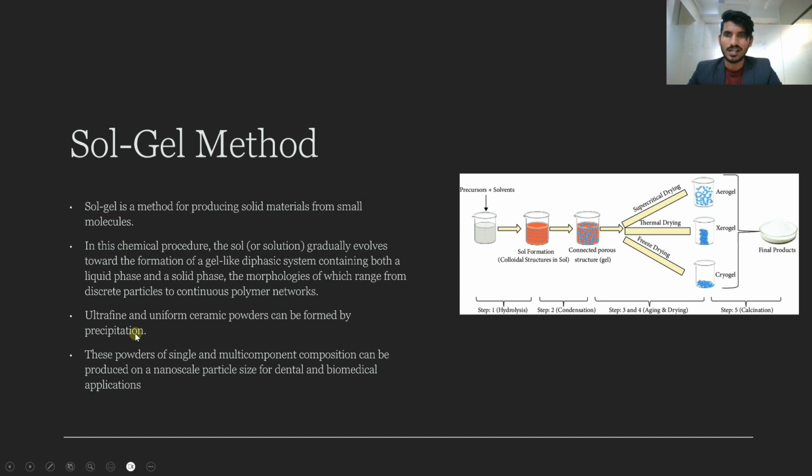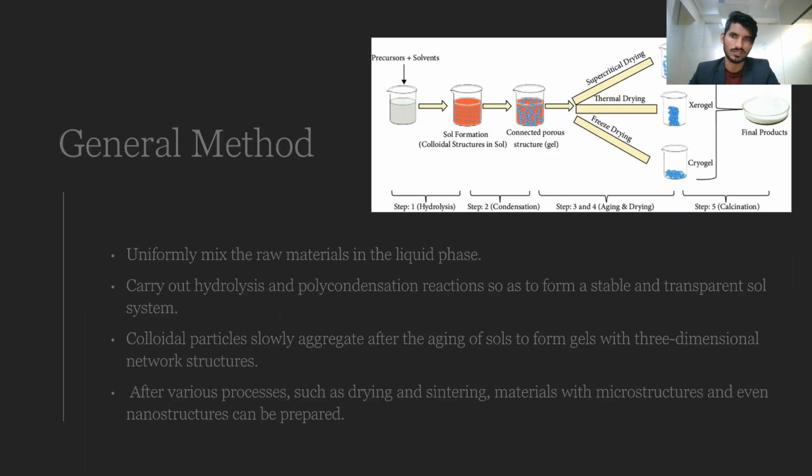Then ultrafine and uniform ceramic powders can be formed by precipitation, and finally through the precipitation the product will be ultrafine and uniform ceramic powders. These powders of single and multi-component composition can be produced on a nanoscale particle size for dental and biomedical applications. So using this technique you can produce single as well as multiple component compositions of nanoparticles, and you can use them for dental as well as different biomedical applications.